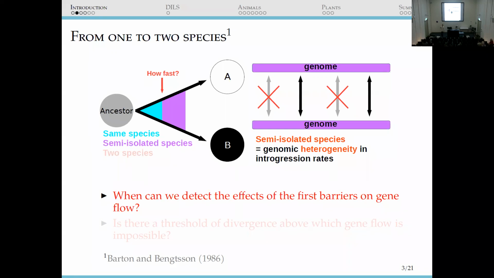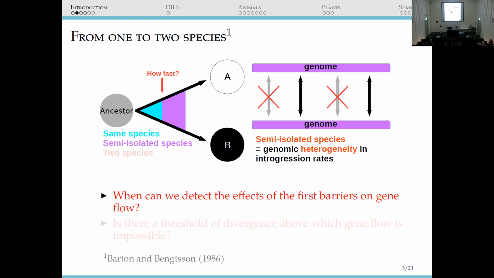But after a given amount of time, when the first barrier starts to be well established in gene pool A and gene pool B, here we have the effect of this barrier. So here, the gene flow is no longer homogeneous. We have a genomic heterogeneity in introgression rates.